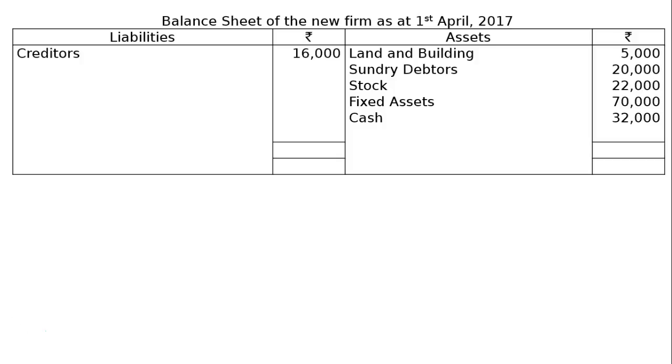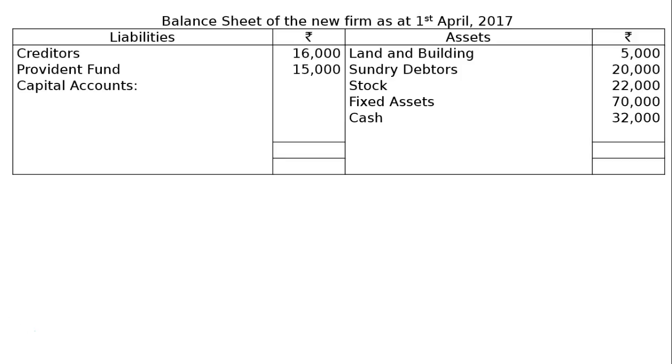And the liability side of the balance sheet, creditors rupees 16,000. It was 15,000. It is now increased by 1,000 rupees. Creditors are to be paid rupees 1,000 more, that is 16,000. And provident fund is increased by 5,000, that is 15,000.